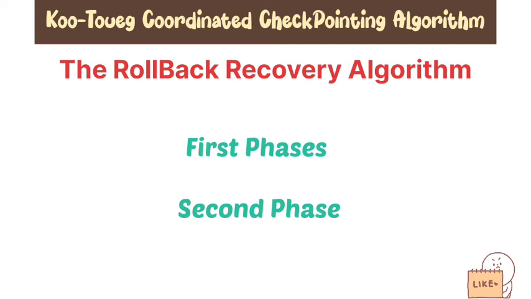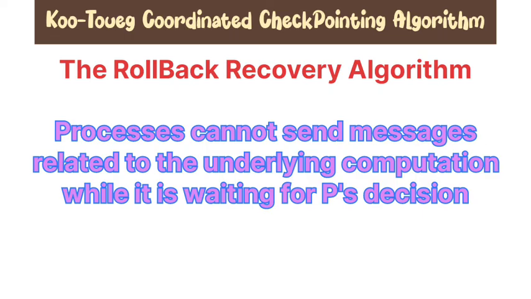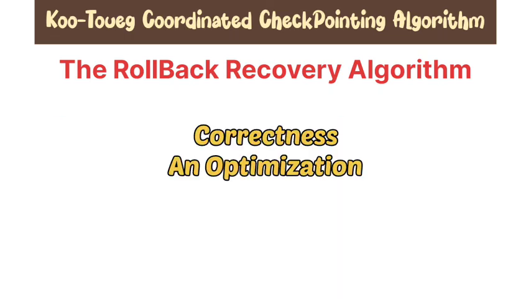In the second phase, it propagates the decision to all the processes, and they act according to it. During execution of the recovery algorithm, the processes cannot communicate with each other either. Here also the decision is made according to correctness and optimization. This is all about the Koo-Toueg coordinated checkpoint algorithm.